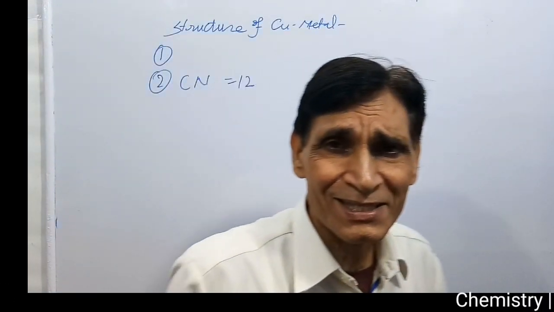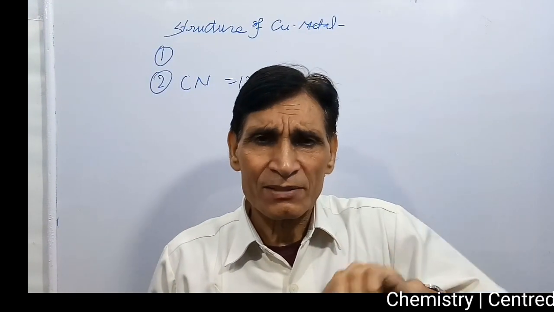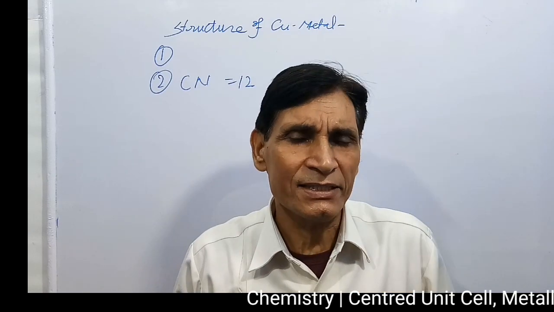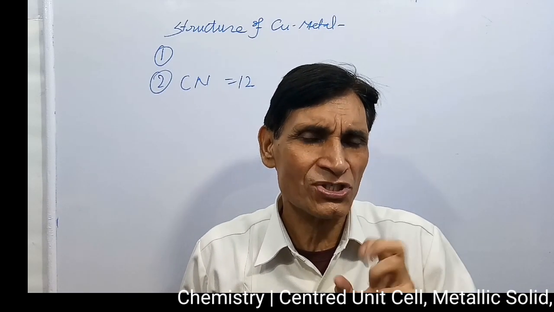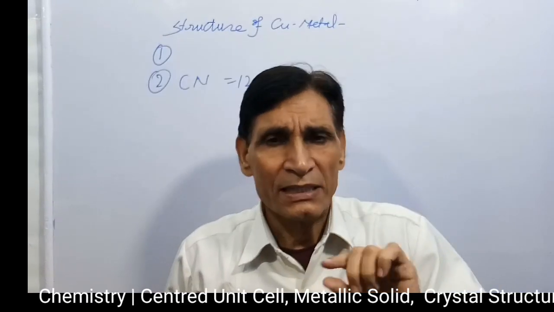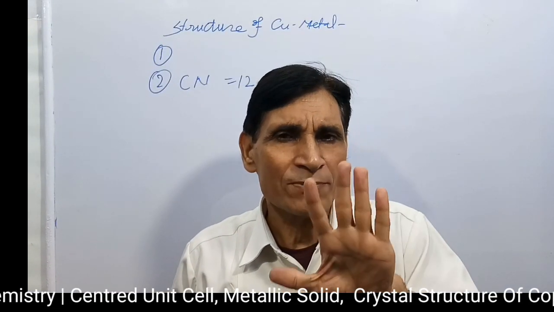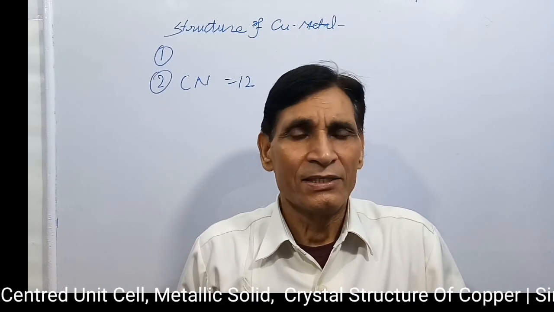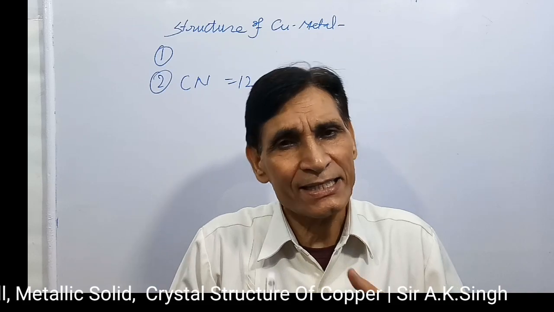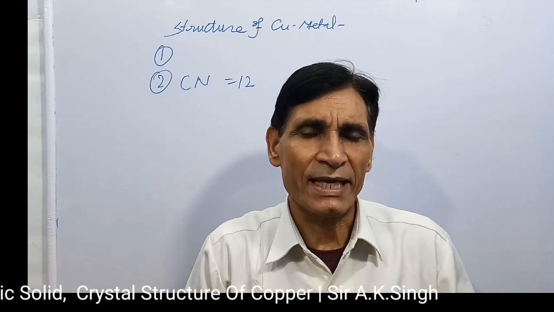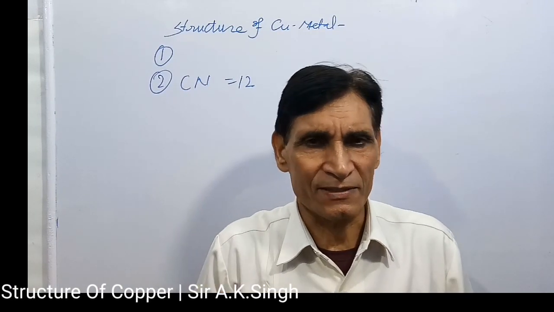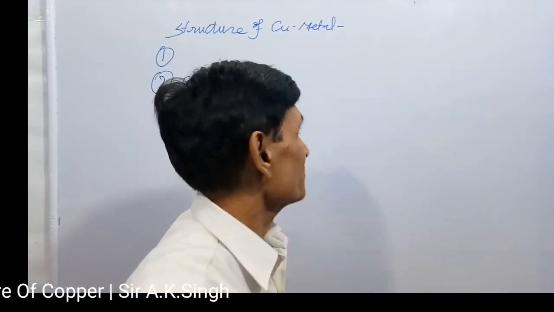What is this coordination number? The nearest, closest neighbors surrounding the central metal atom or ion is called coordination number. Each copper ion or kernel is surrounded by 12 copper ions. 6 remain in the same plane, 3 above the plane and the remaining 3 below the plane. Like that, 12 copper ions or kernels are arranged in FCC structure.